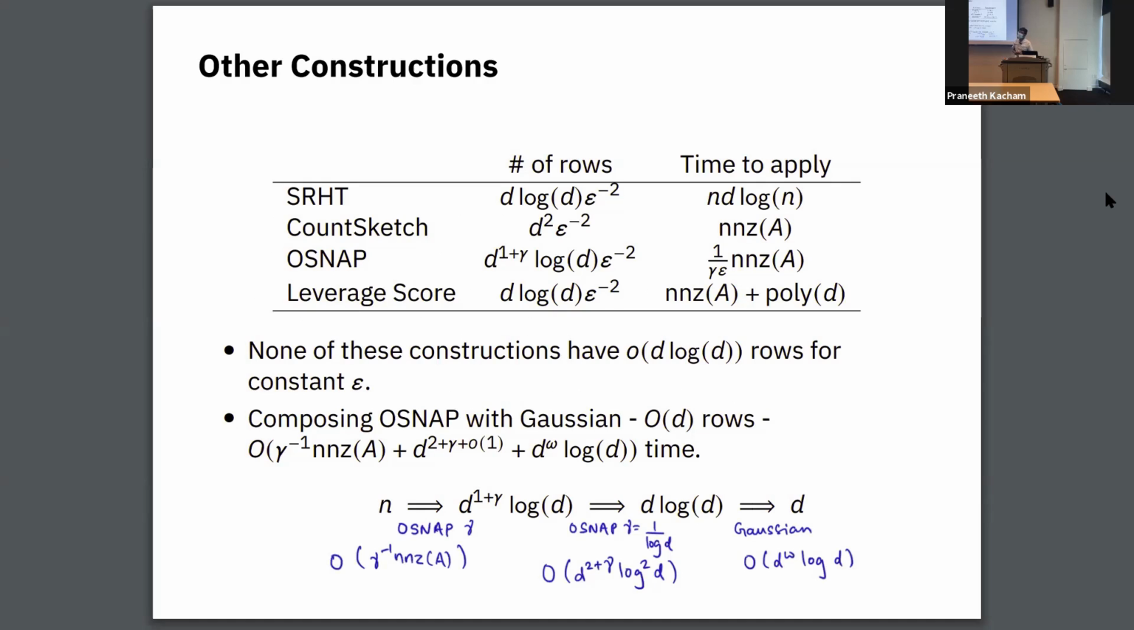So you're not really caring about what epsilon is? Yeah. So think about epsilon as just being a constant.